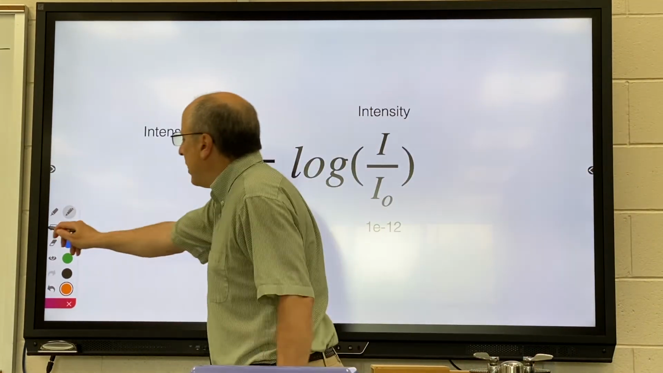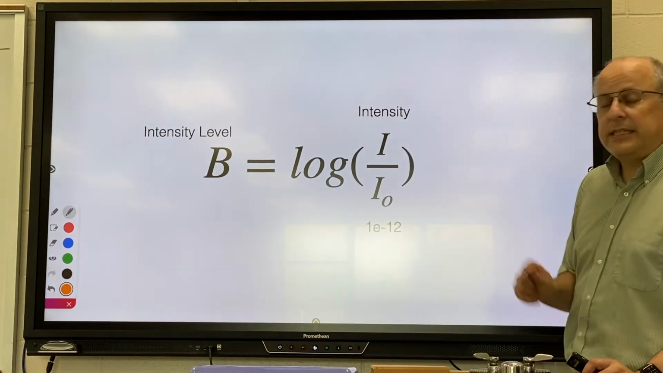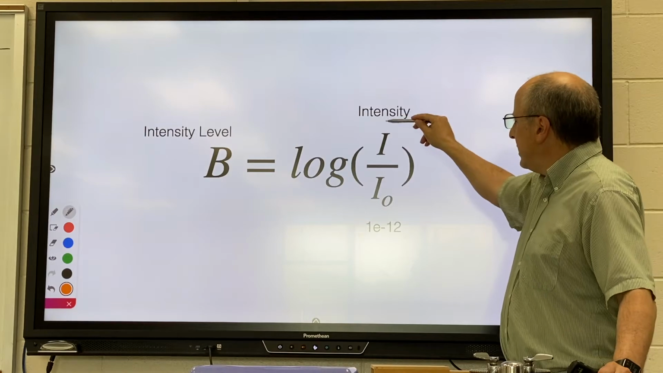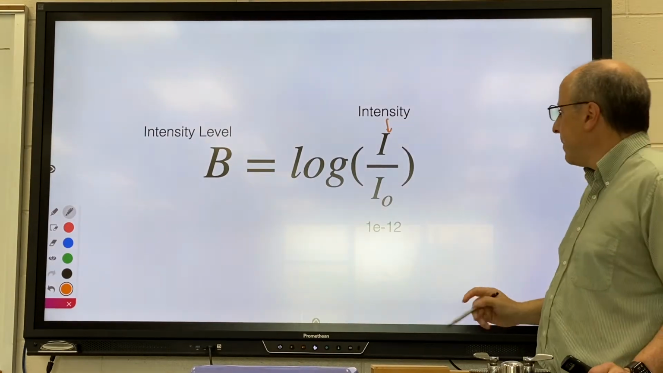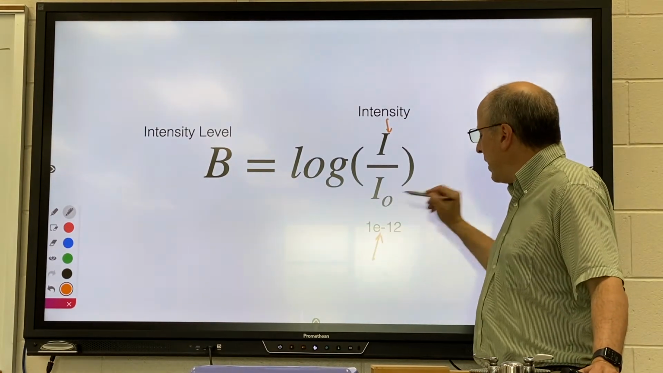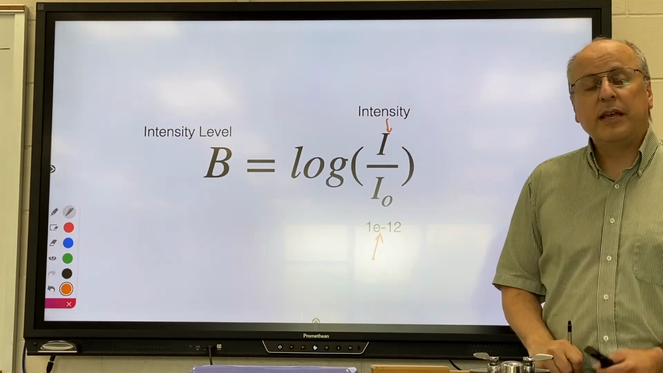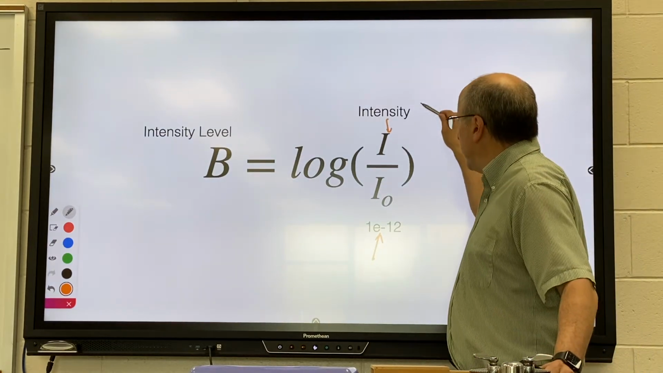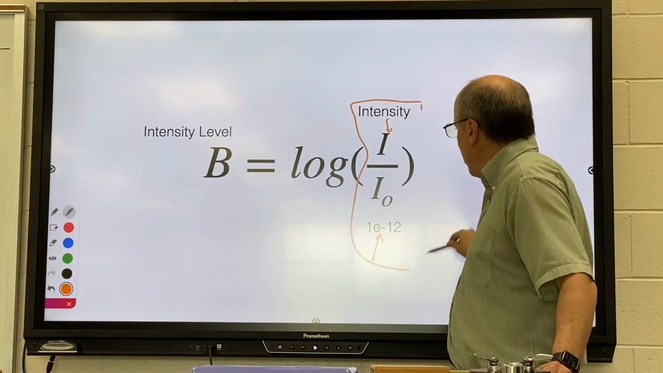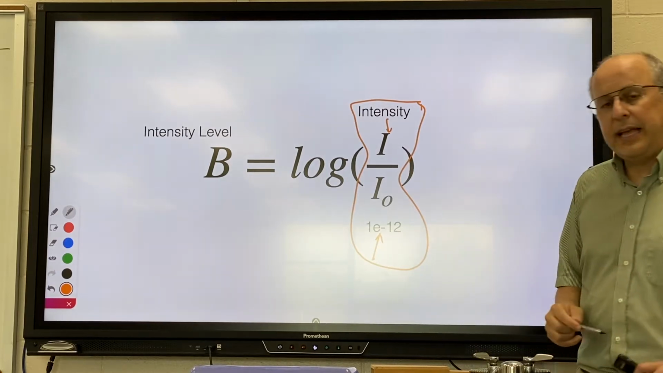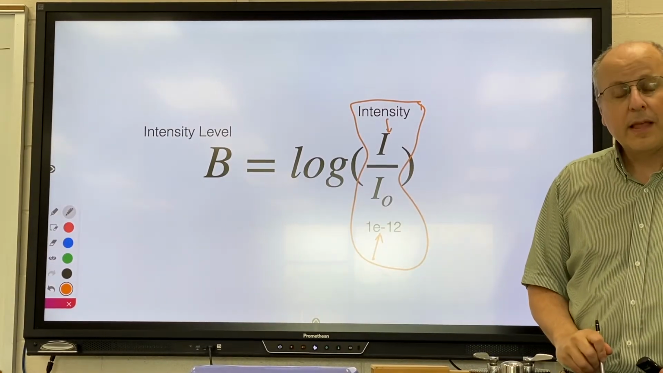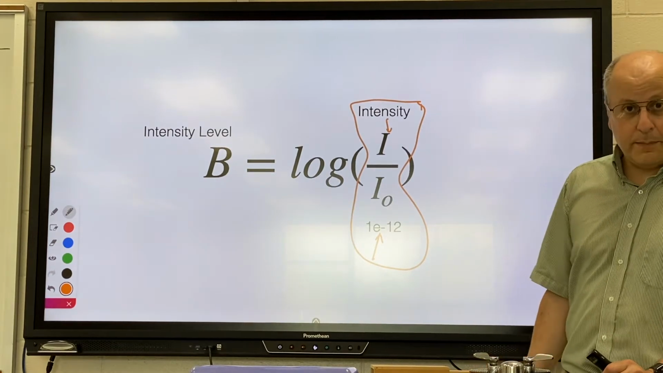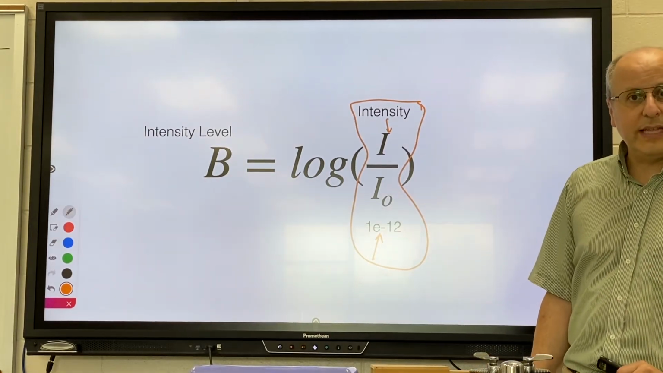Okay, so here's how you're going to do it. The intensity level goes by the letter B. The raw intensity goes by the letter I. And the reference intensity we're going to use is 1 e to the negative 12th. So you're going to take the actual intensity, divide by the smallest intensity that humans can hear, and then take the logarithm of that number, and that will give you the intensity level.